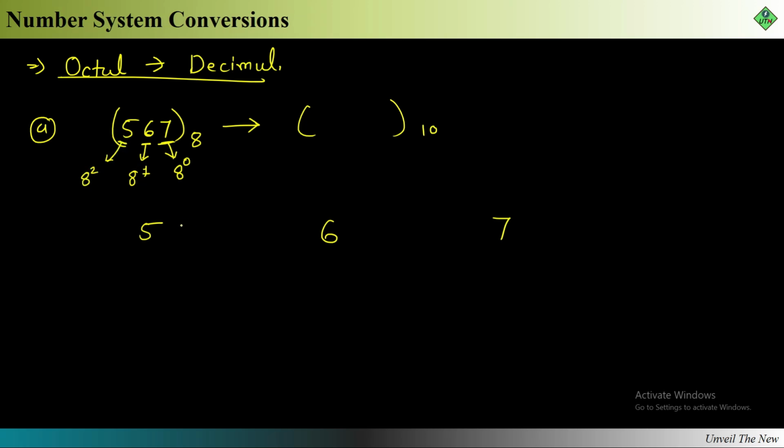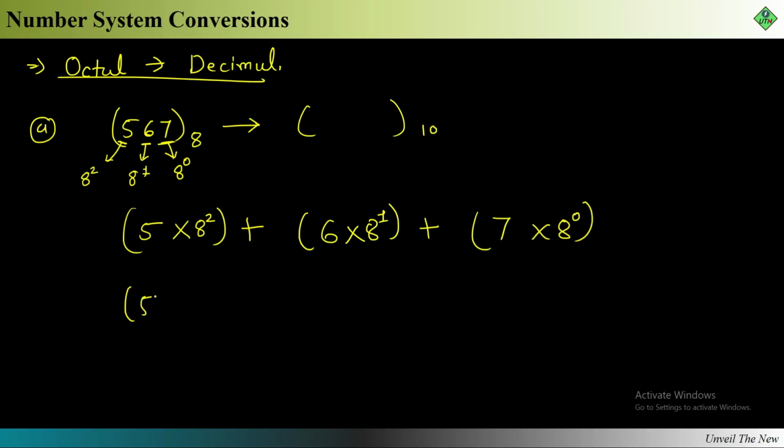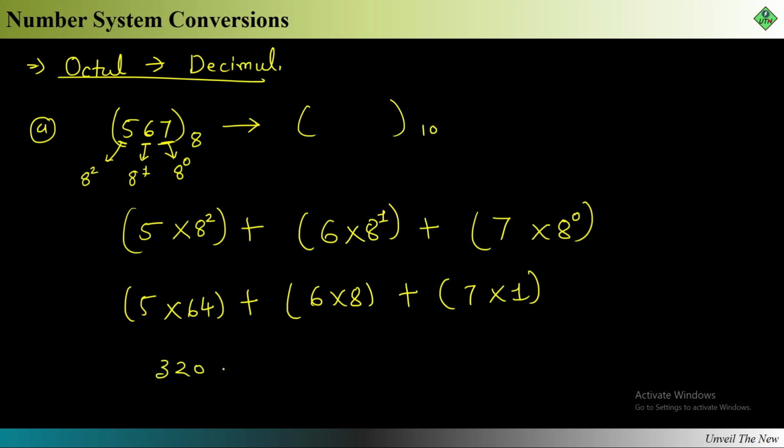Now the simple thing that we will do is multiply the values with the weights, and once we do this, we will have our decimal conversion. Very easy. 8 raised to 2 means 64. Then 6 into 8, and finally 7 into 1. What is 64 into 5? 64 into 5 is simply 320. 6 into 8 is 48, and plus 7 is 75. So this is your answer for octal 567. The conversion to decimal is 375.